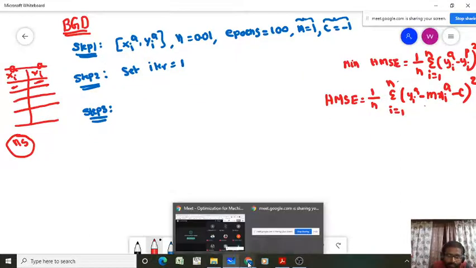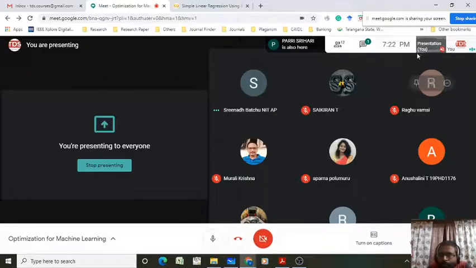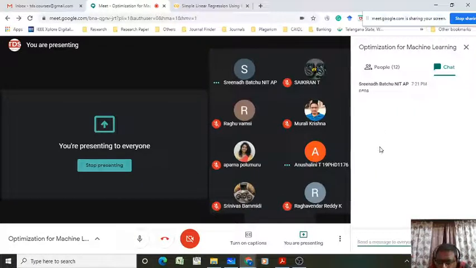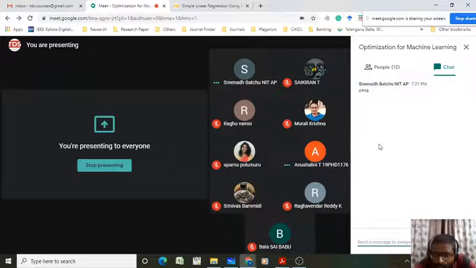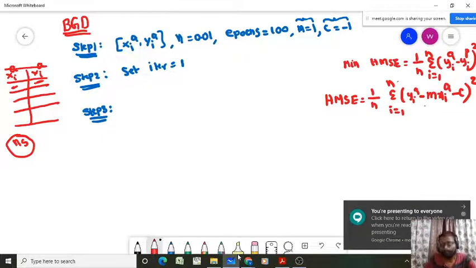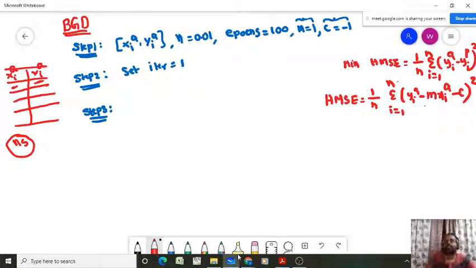Can someone answer? I think it is given in the chat. Yes, perfect. Srinath, good. So it is ns, right? Because in the stochastic case, we consider one sample at a time and calculate the error. That's why n equal to 1.